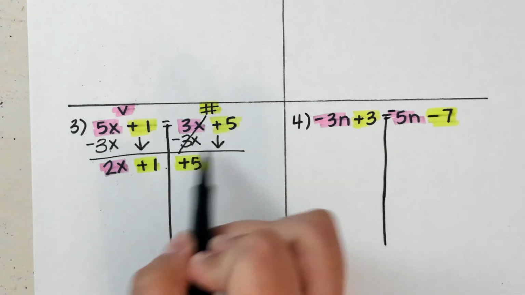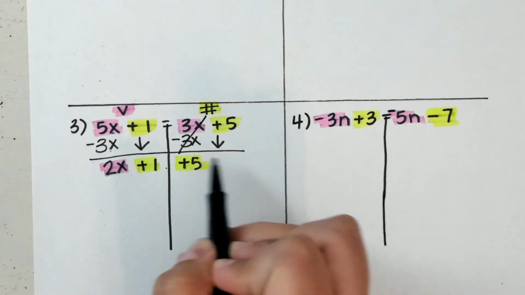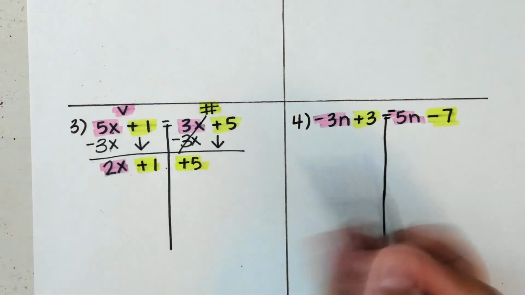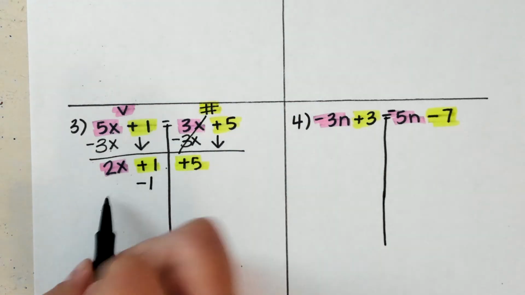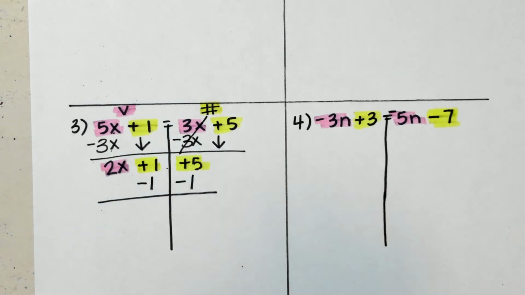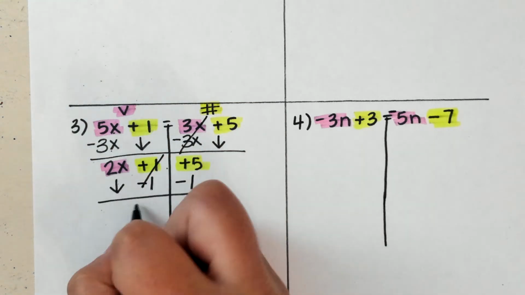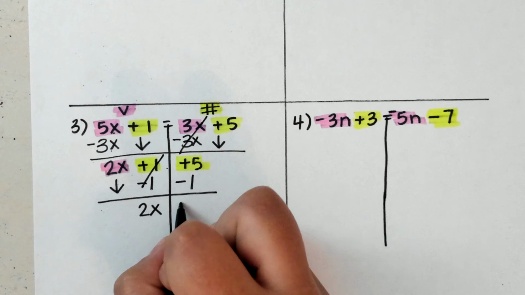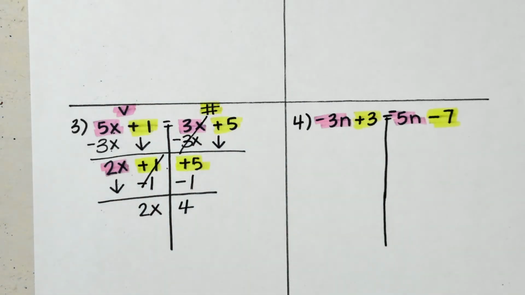So now I want all of my numbers that don't have a variable over here. So that means I want to move this positive 1 to the other side. So I'm going to do the opposite, and I'm going to subtract 1 from both sides. The 1s are going to cancel. I'm going to bring down the 2x, and then I have 5 minus 1, which is 4.